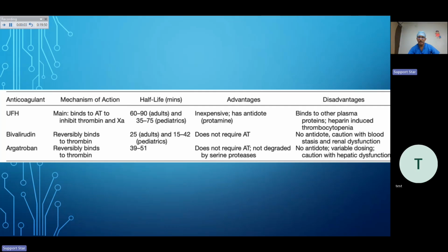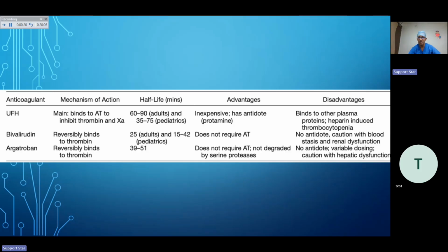There are alternative anticoagulants like bivalirudin and argatroban, which are used in heparin-induced thrombocytopenia, and the testing is not done by ACT and all.